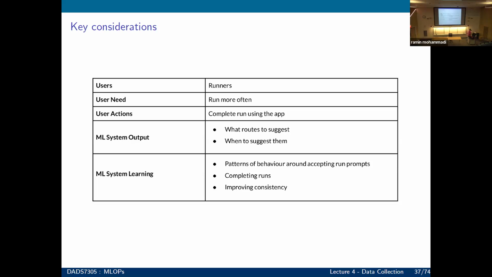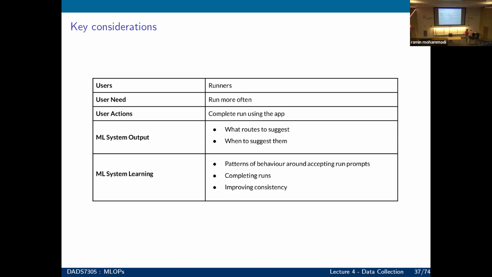So who's the user that we have? It's a runner, right? So you know that I'm building this for runners. But then the question is, what is the user need? Why should the user use this app? Because I know runners want to run more often, but basically better. So that's the user need. That's the definition.